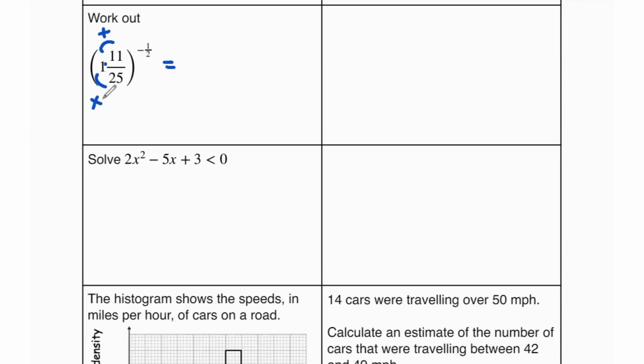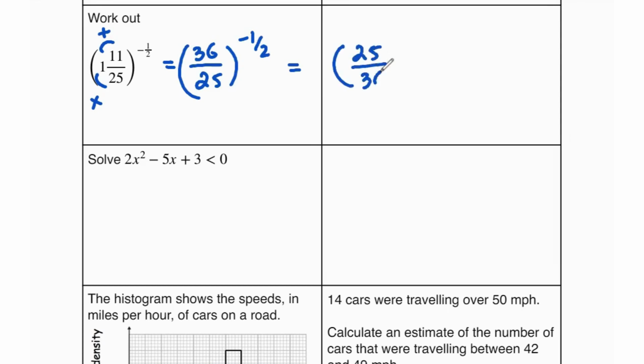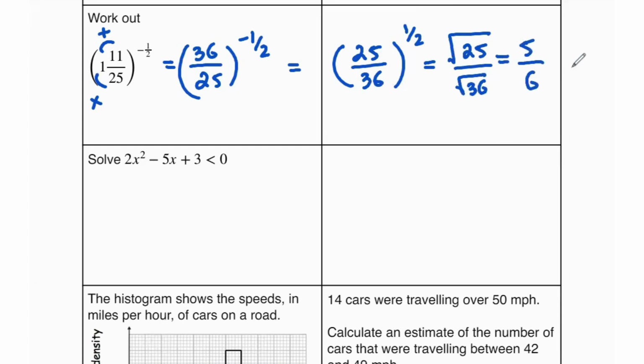So 1 times 25 is 25. 25 plus 11 is 36. So 36/25 whole power negative 1/2. Now we can flip this. So that's going to be 25/36 whole power 1/2. As you can see, when you flipped it, the negative sign became positive. So now we're taking the square root of both 25 and 36, and that's going to be 5/6. That is your answer.